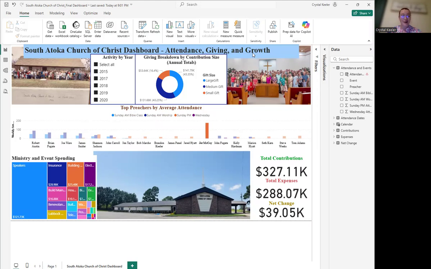So to go ahead and get started, I was so happy with this project. My project, I did it over with my church that I currently attend, which is South Atoka Church of Christ. I did it over the attendance, the contributions, the expenditures, also to see what events were going on during those times.